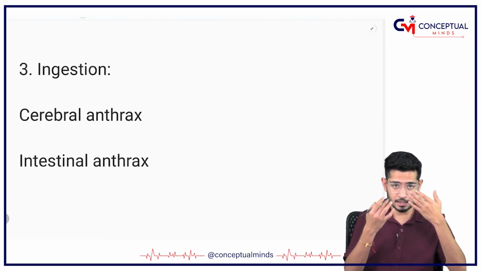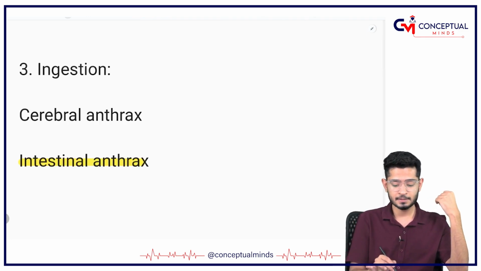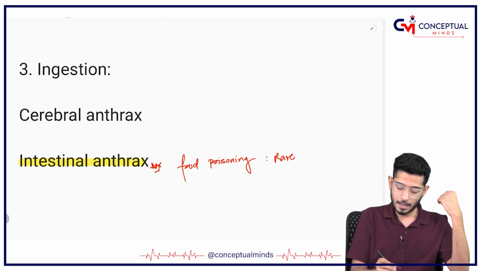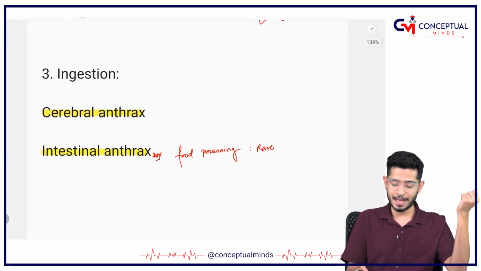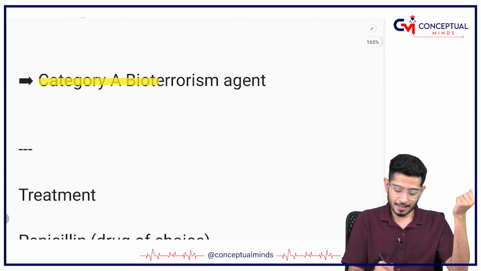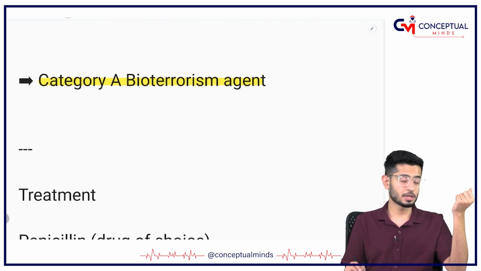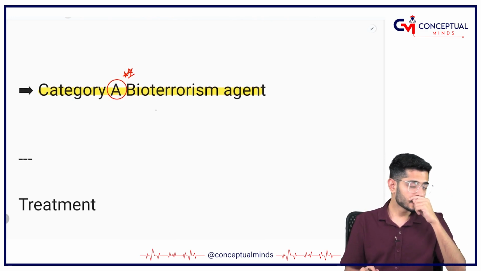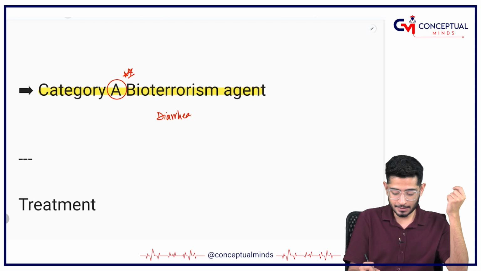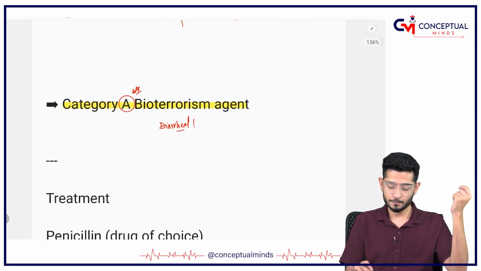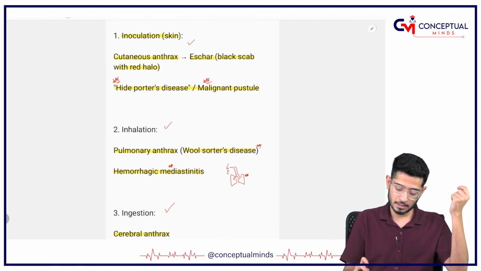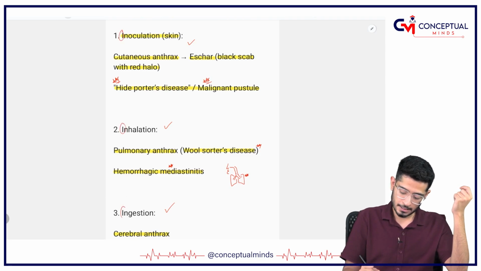The third one is, if ingested, it can cause intestinal anthrax. So, this is important for your food poisoning, but it is rare, and it can go to your brain causing the cerebral anthrax. Okay. So, remember it is a category A bioterrorism agent. Category A. This is very important. In fact, I would like to tell you that most of the diarrheal agents are category A bioterrorism agents only. So, what clinical features I have discussed? I have told you either the skin or the inhalation or the ingestion, or you can remember inoculation, inhalation, ingestion.